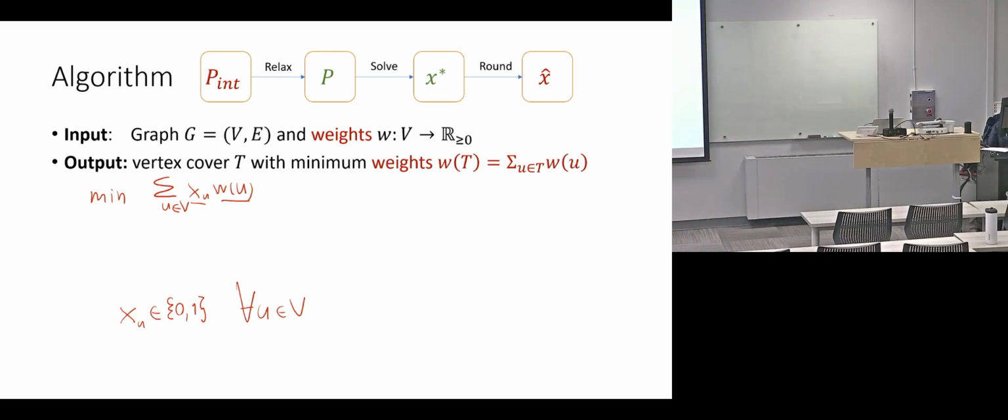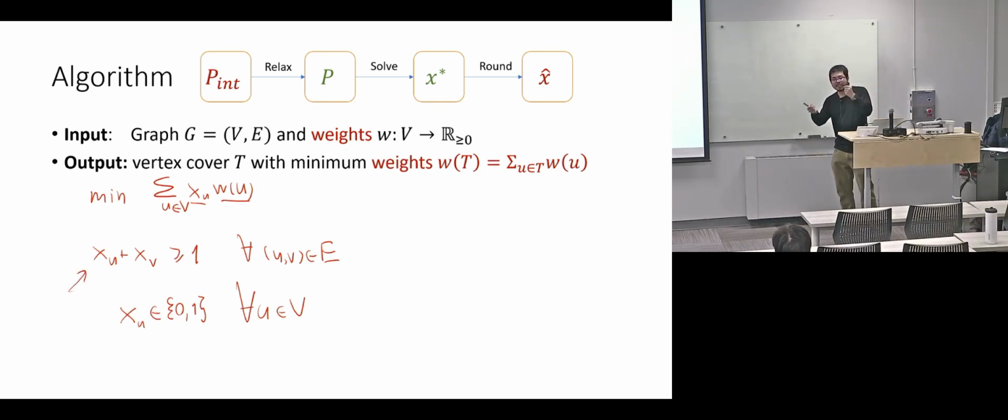Make sense? And what should be the constraint? How can you write down the linear constraint? Every edge is a constraint: xu plus xv is greater than or equal to 1. Exactly. Very good. With this, you are saying that for every edge, you must choose one of its endpoints. And this is an IP. So we are done with the first step.